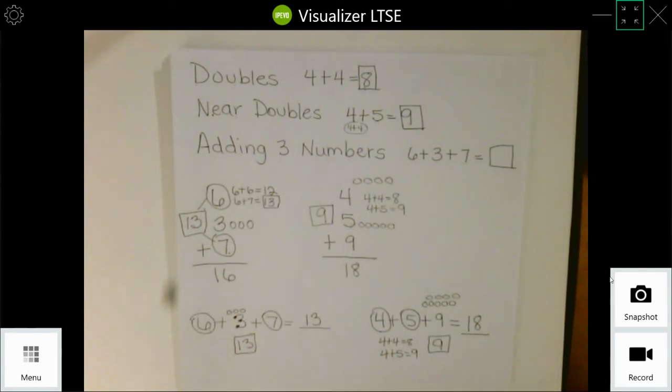Okay, so think about those things as you're working on your problems today to find your doubles or near doubles or any numbers that are going to make your addition problem a little bit easier.